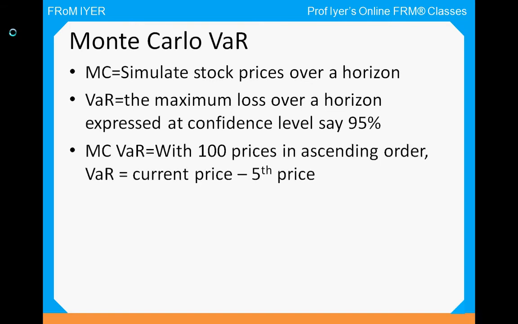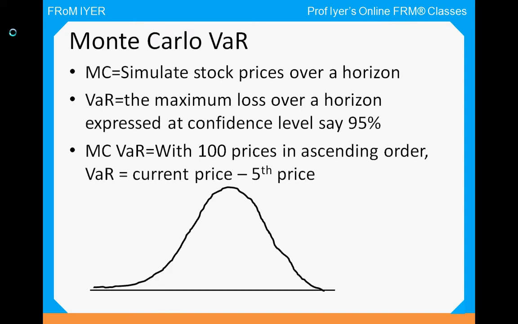And so the Monte Carlo value at risk is, if you simulated 100 prices and arrange them in ascending order, the value at risk would simply be the current price minus the fifth price. 5 by 100 is 5%, so current price minus fifth price is the value at risk.